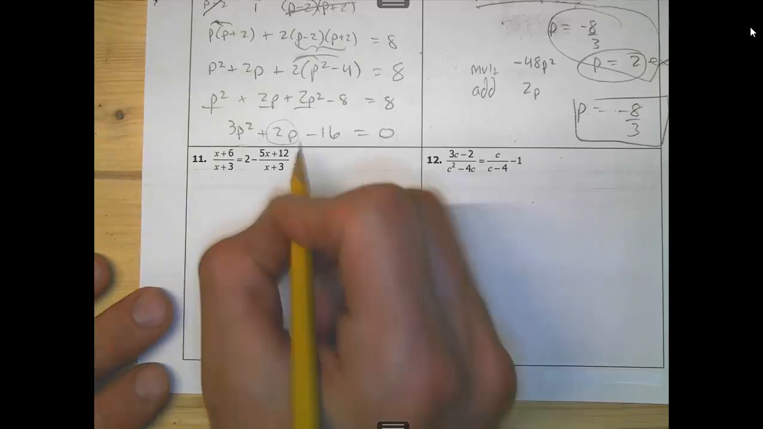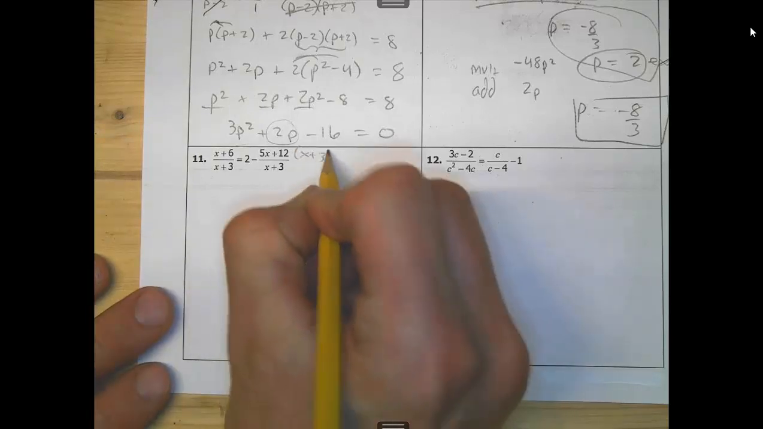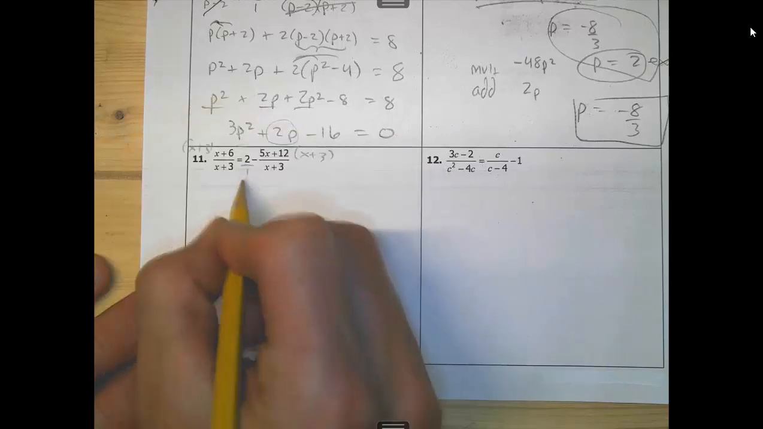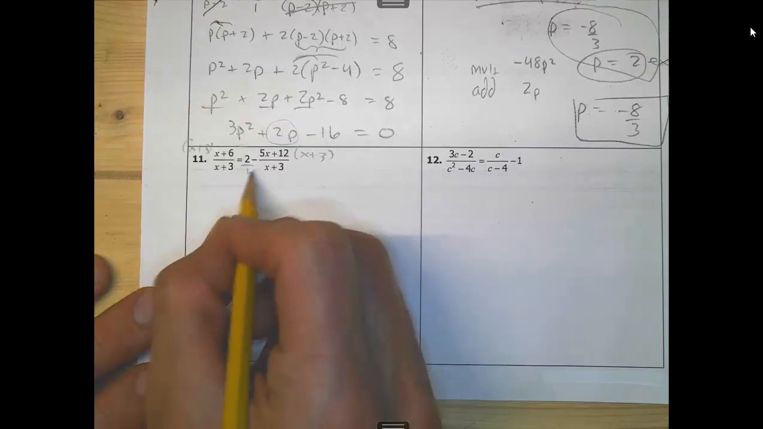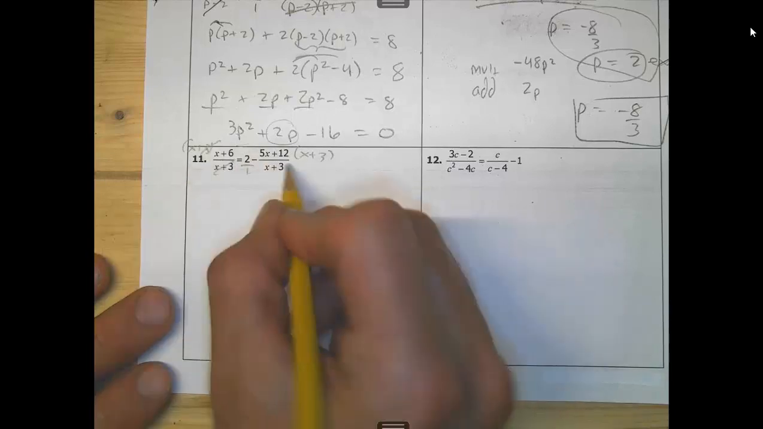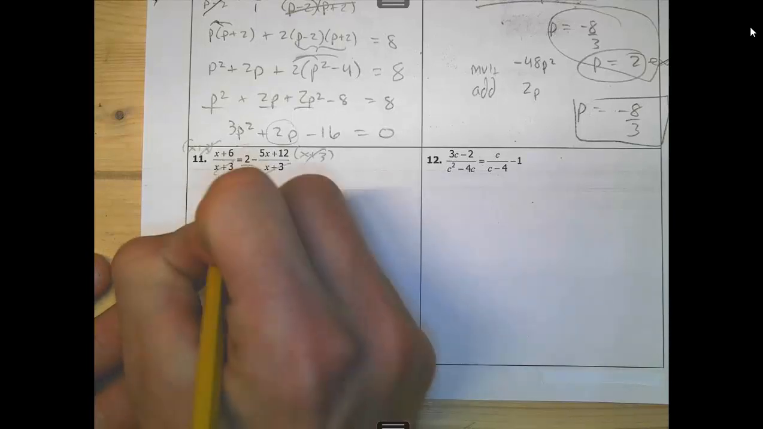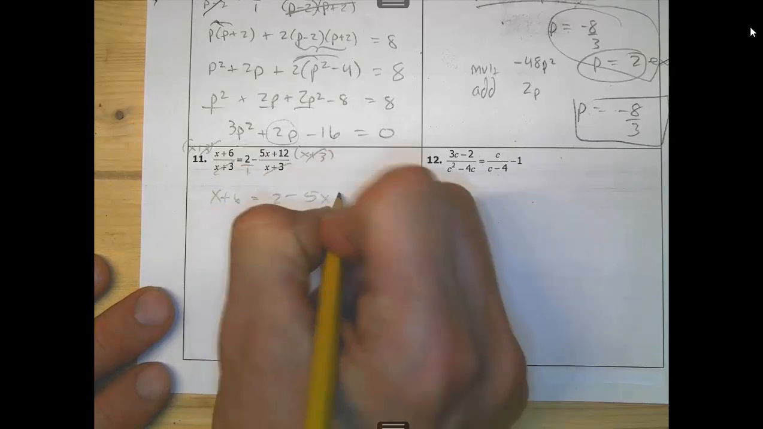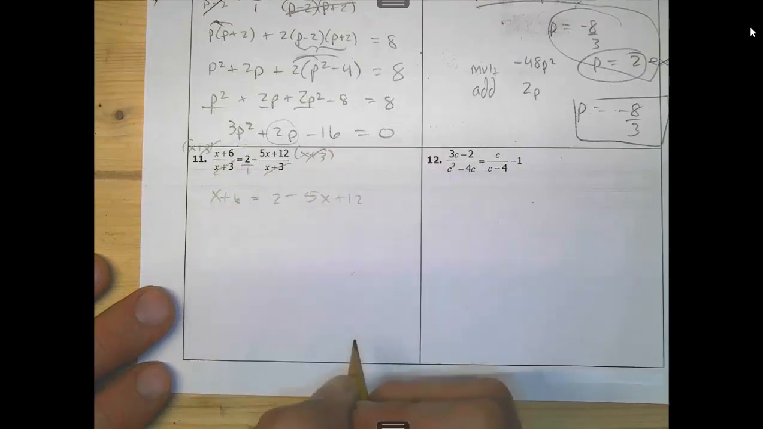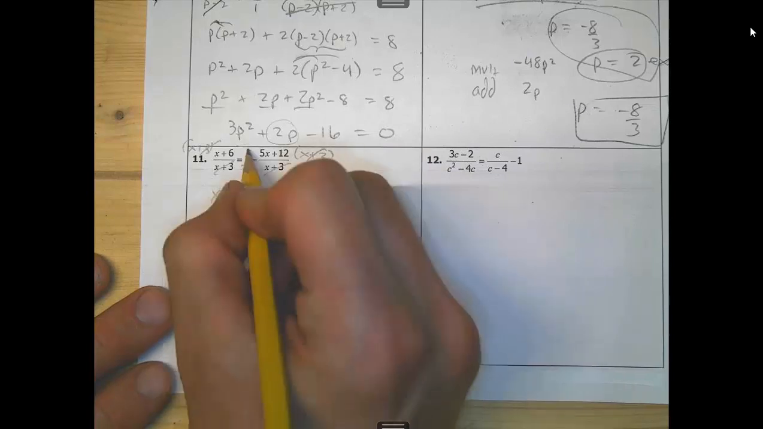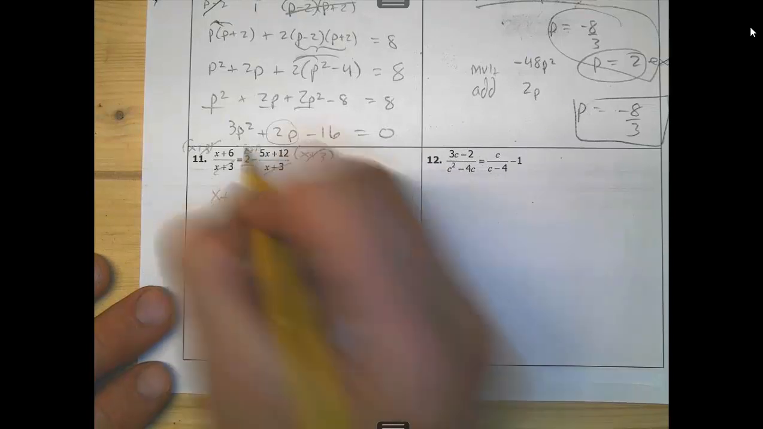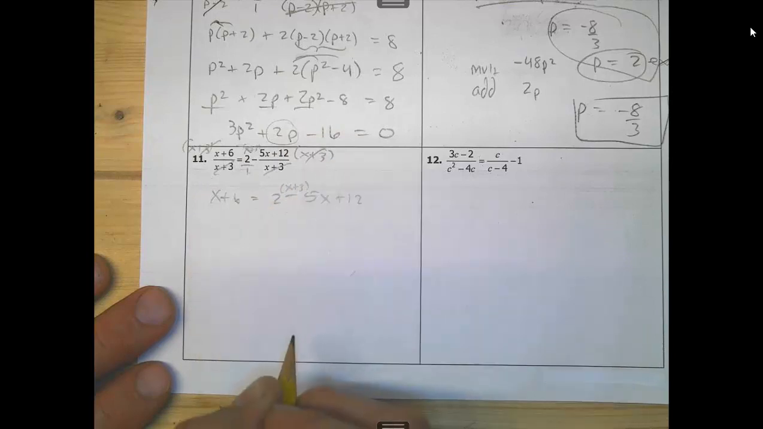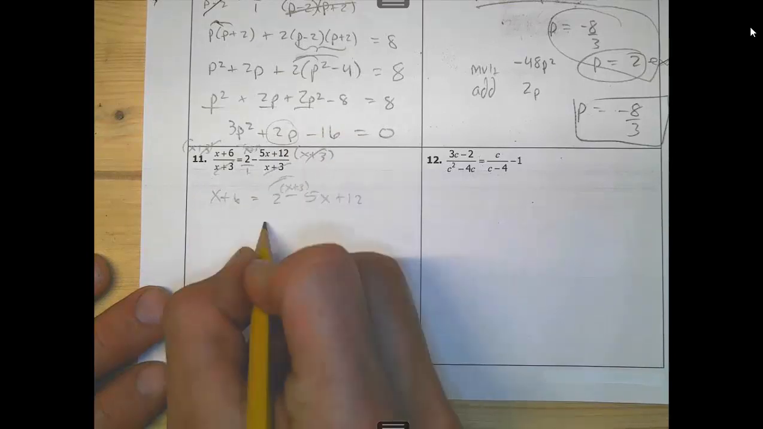This one, we're going to multiply through by x plus 3. That is the least common denominator. There's nothing here, this 2 over 1, one goes into anything. So let's do x plus 3. These both cancel, and I end up with x plus 6 equals 2 minus 5x plus 12. So that was pretty easy actually. Oh, I'm sorry, I forgot to multiply the 2 by the x plus 3. So this 2 has an x plus 3 attached to it. My mistake. Let's distribute that 2 to both of those.